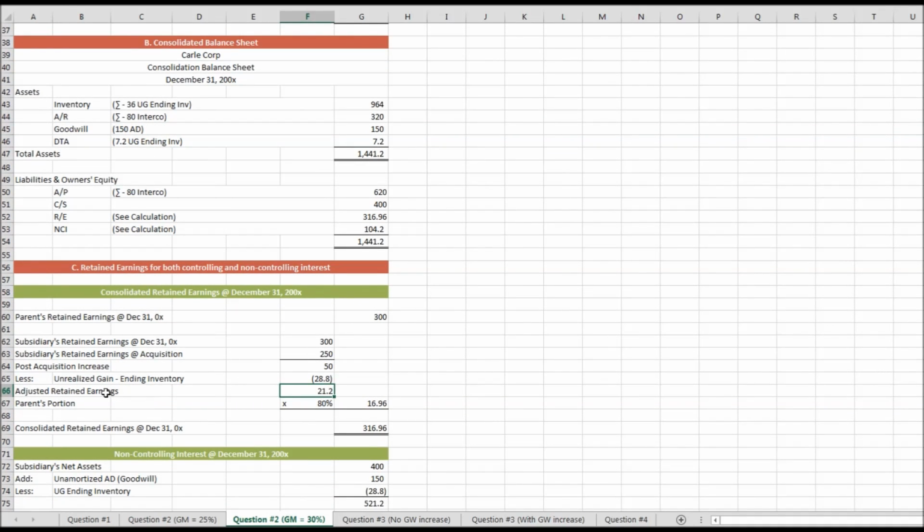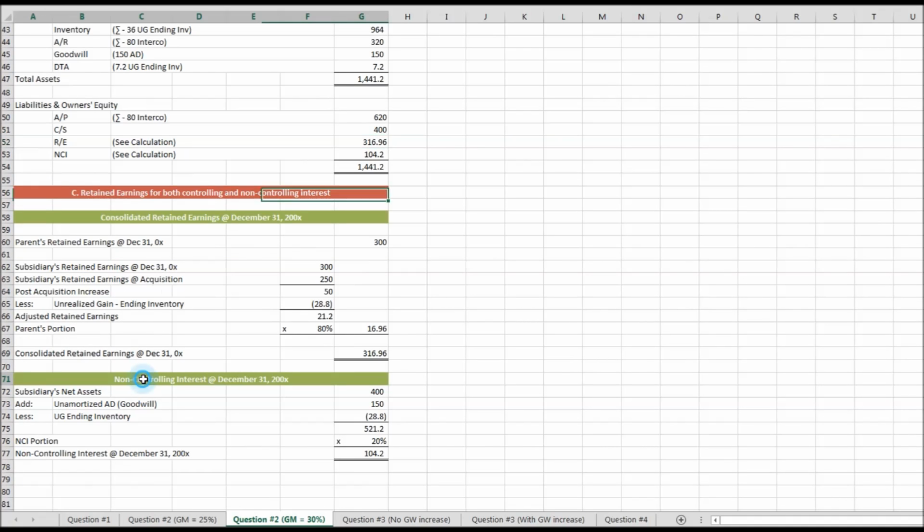$21.2. And we want to figure out what the parent's portion of that retained earnings is. And it's simply the portion that they bought. So we multiply that by 80%, and we receive $16.96. And that'll increase the consolidated retained earnings. So we just add that to the original $300 that the parent had, and we get $316.96 of ending consolidated retained earnings. So we could just take this amount and put it right on our balance sheet right there.